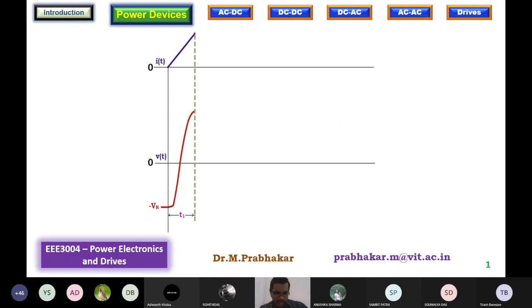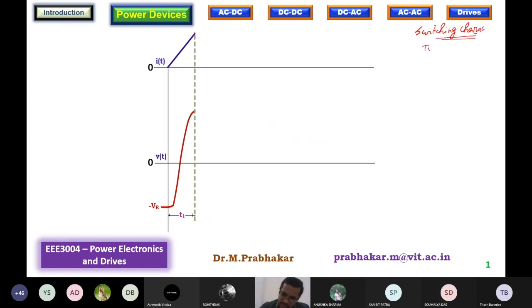Fine. So that is how we will be discussing. Now, for the power diode, the switching characteristics mean the turn on and turn off profile. What is the behavior of voltage and current during turn on and turn off? That is what is called switching characteristics.